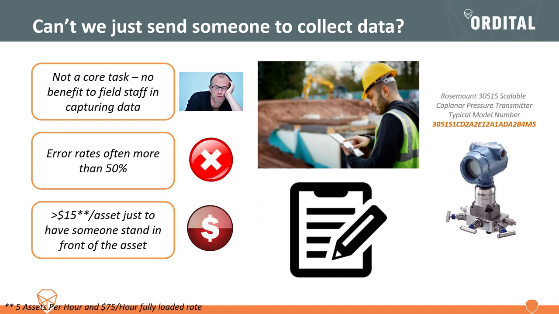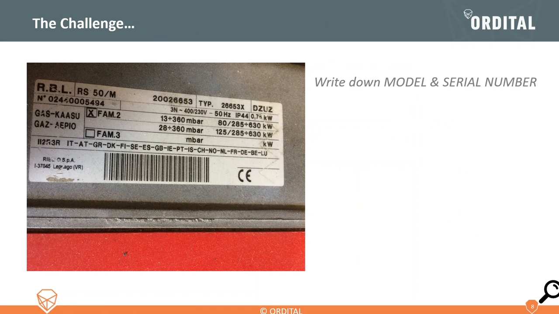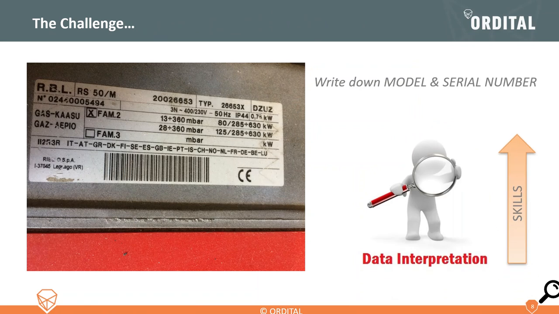And it's actually really expensive. If we looked at some average man-hour rates and rates of capture, it can be really expensive just to get somebody in front of an asset. That's why most of that data stays in that situation, and that compromises maintenance performance and supply chain performance. Until you actually go and look at what's involved, it's quite difficult. If I looked at that nameplate there and asked you to write down the model and the serial number, I would have a range of data coming back to me.